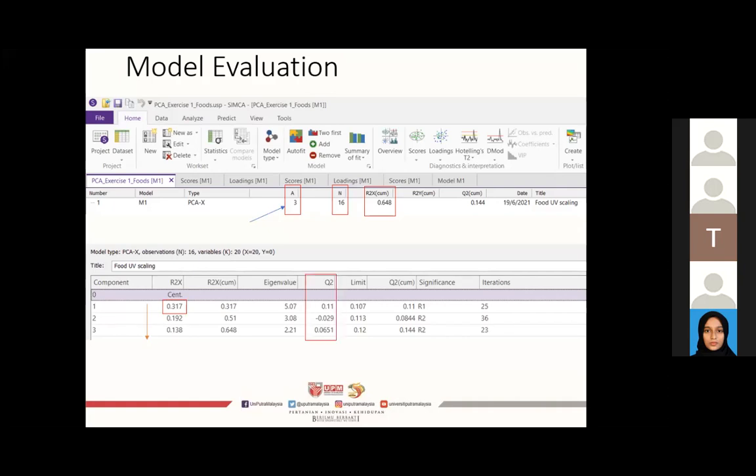Q2 is the estimate of the predictive ability on new data. A negative Q2 indicates your model is not at all predictive. The R2 and Q2 values that you can expect are highly application dependent. Generally, if R2 is lower than 0.5, the data contains a large amount of noise or irrelevant information. In this model, the R2 value was 0.648.